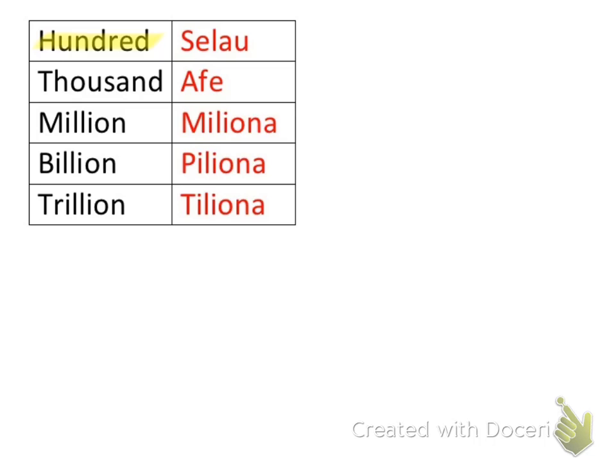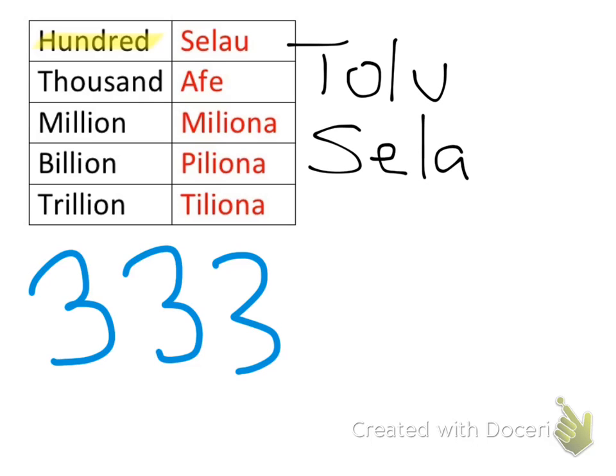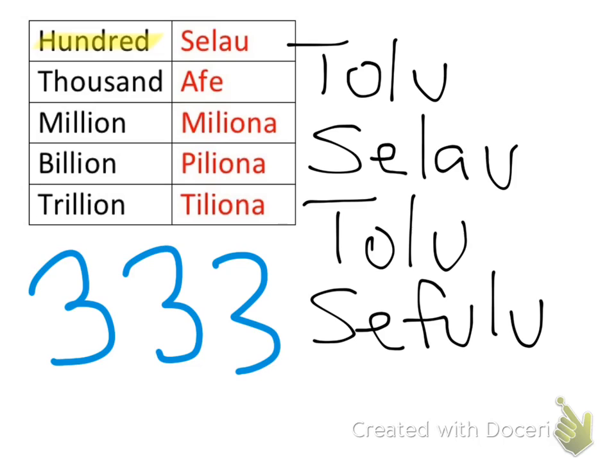So let's do 333. Let's do 3 3s. Okay, so the first thing I need to do is my hundreds place, and so this is a tolu, because that's the number in the hundreds place. And then I need to attach a silau to that because it's in the hundreds place. And then the next unit I have is in the tens place, and that is another 3 that's right there, so tolu. And I need to attach a sefulu to that because it's in the tens place. And then my last number or value is in the singles, so I just write another tolu right there. Okay? So tolu silau, tolu sefulu, tolu.